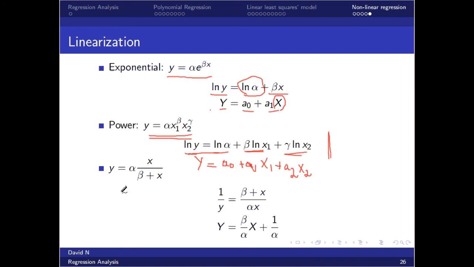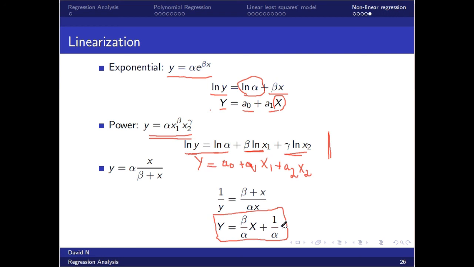Now let us consider another example which can be linearized and solved using the general linear least squares model. Say for example, here we have y being represented as a product of alpha and x over beta plus x. Taking inverse of this equation and proceeding to simplify, we will be able to write it in a linear form, and then proceed to solve it using a general linear least squares model.